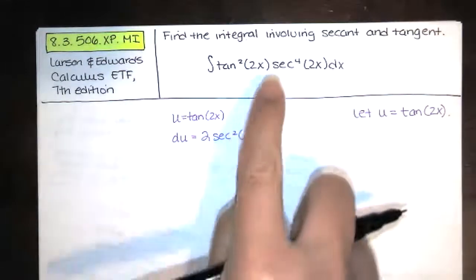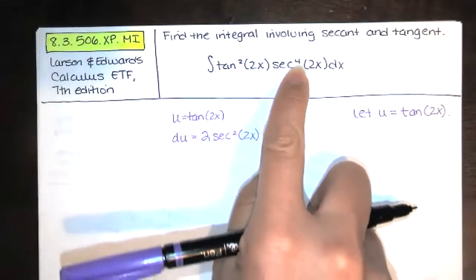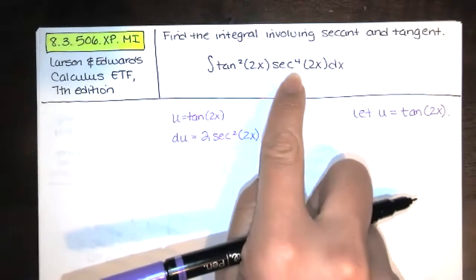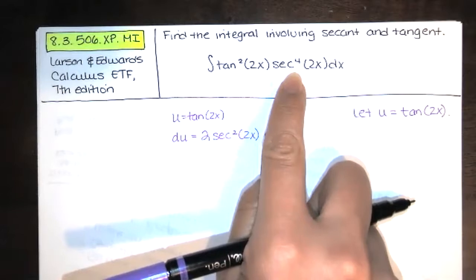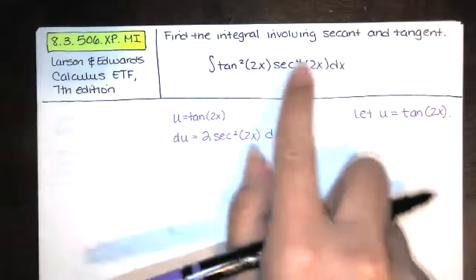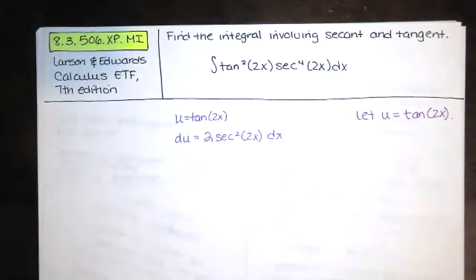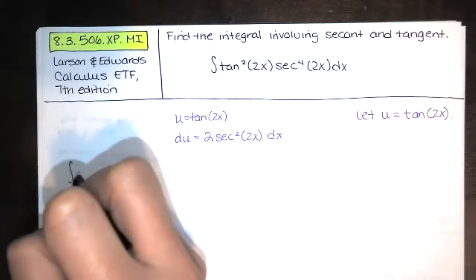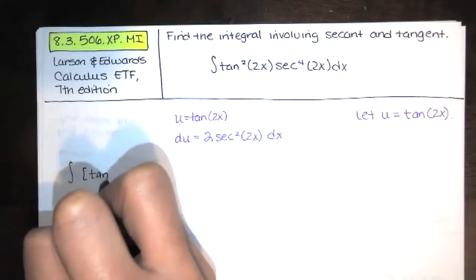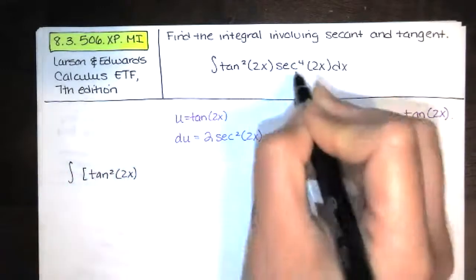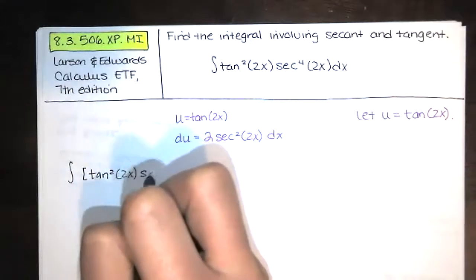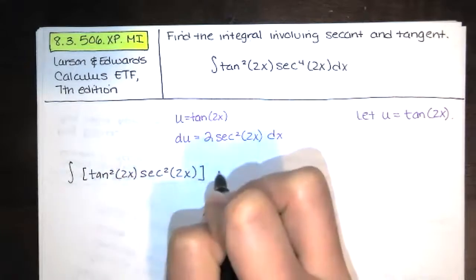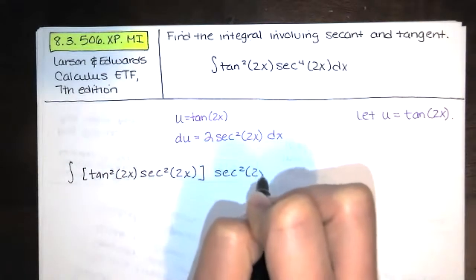And we want to save one of these secants, or 2 of these secants. You've got secant to the fourth, so that's secant times secant times secant times secant. I want to save 2 of them for my du, and then everything else I want to write off to the side. And that's what the guidelines say as well. So I'll have tangent squared of 2x here. If I've got 4 secants, I want to leave 2 of them over here and factor out 2 of them for my du.